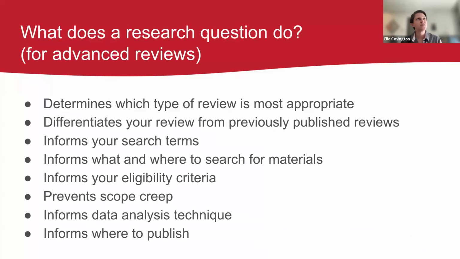And then I want to add in, specifically for advanced reviews, here are some things that I like to think about when developing a research question for my advanced reviews. My research question is really going to help me determine: is this a systematic review? Is this a scoping review? Is this a meta-analysis? Because all of those are going to answer different types of questions. And so we'll get a little bit more into that further along. It's going to help differentiate your review from previously published reviews. So along with that, you'll want to know what's been previously published as you're developing your research question.